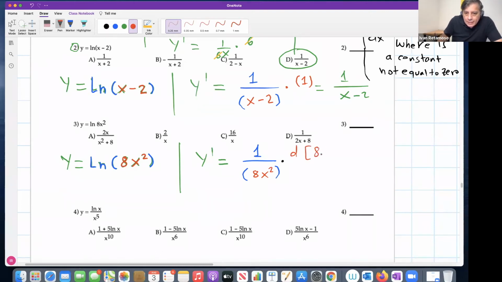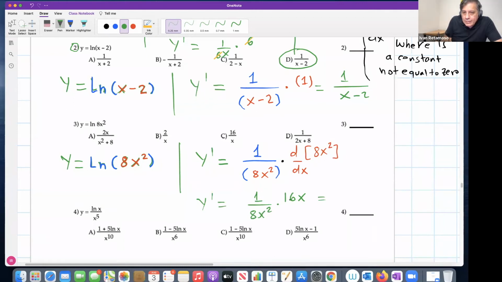Derivative of 8x squared, that's the derivative of the inside function, right? So y prime will be equal to what? 1 over 8x squared times the derivative of this guy, 2 coming down multiplying 8, 16x, right? X, that's all. What is left is just algebraic simplification.